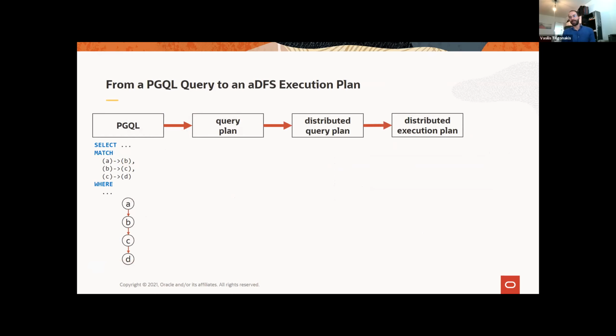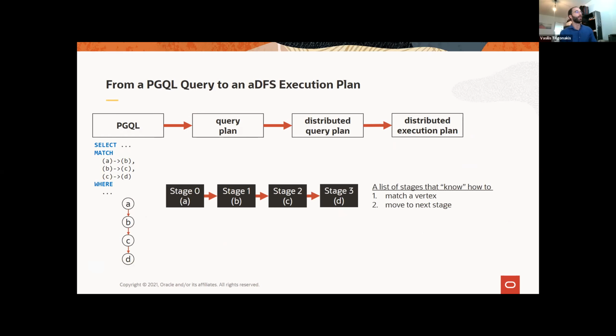So let's see how we achieve this in aDFS in more detail. I will not have the time to explain how we go from a PGQL query, from a graph query, to the execution plan, but what is important for the next slide is that we take the query, which here is a simple chain of A, B, C, D, and we translate this query to stages. On every stage, we know how to move to the next stage, and every stage is simply matching a single vertex. So a stage matches the vertex and knows how to move forward to the next vertex.